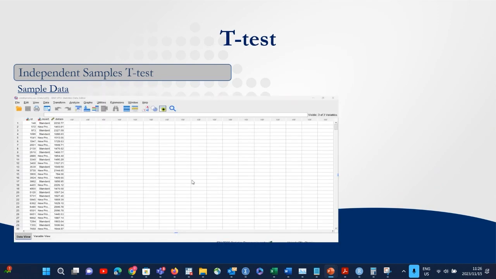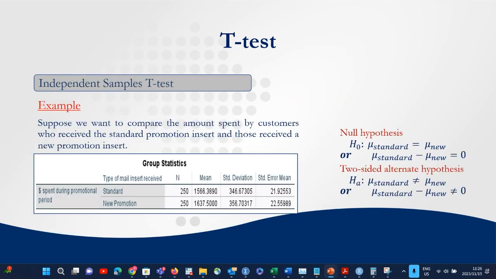So this is just a screenshot of how the data looks. And from now on, we will just use the output from SPSS. So our null hypothesis will say the average amount spent by customers who received the standard promotion is the same as the one spent by those who received the new one. And then the alternate hypothesis is what you want to show, right? To say that the new promotion has an effect on how much customers spent, such that the amount spent by those who got standard and those who got new is not the same.